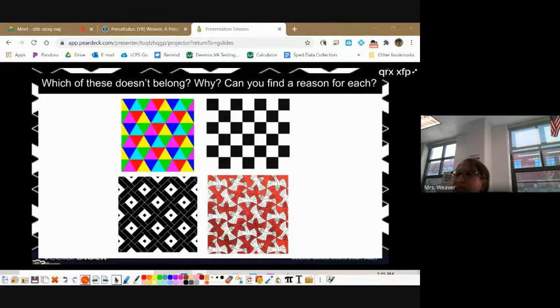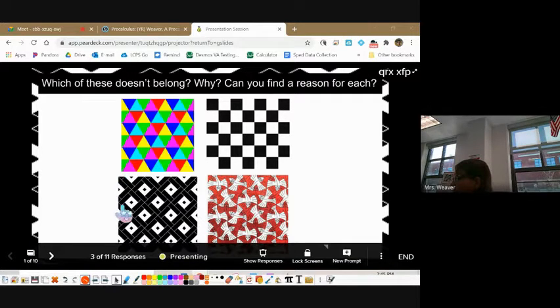Other thoughts or ideas that you guys didn't submit there? This is the only one that uses different shapes. I don't know if we said that. Okay, so it uses some squares and some rectangles, whereas the rest are all a single shape, just in different colors.